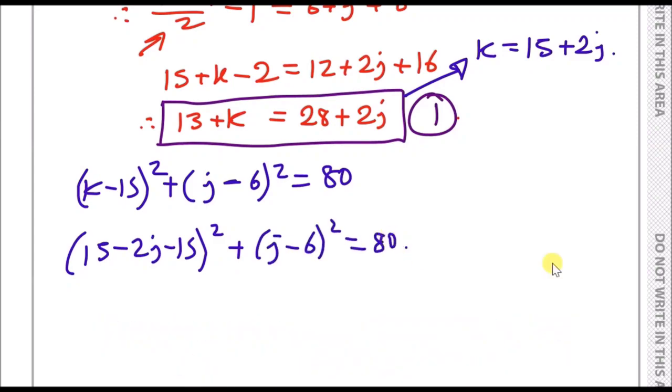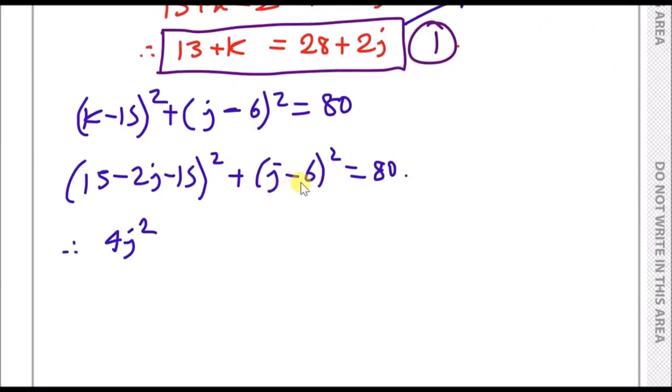And then tidying this up a bit, well, 15 take away 15 is nothing. And then you're left with 2j all squared, which is just simply 4j squared. And then expanding the j minus 6, remember this is 2 brackets multiplied. And if you do it fast, you're going to get j squared minus 12j plus 36 equals 80.